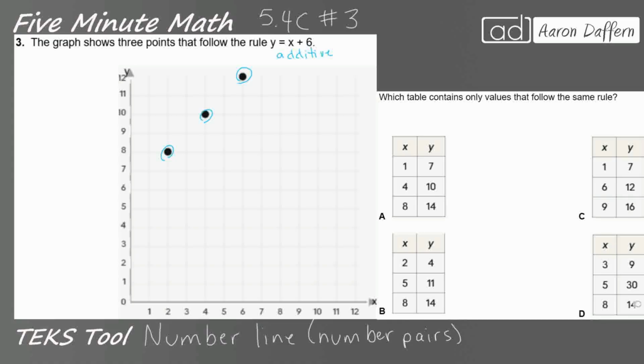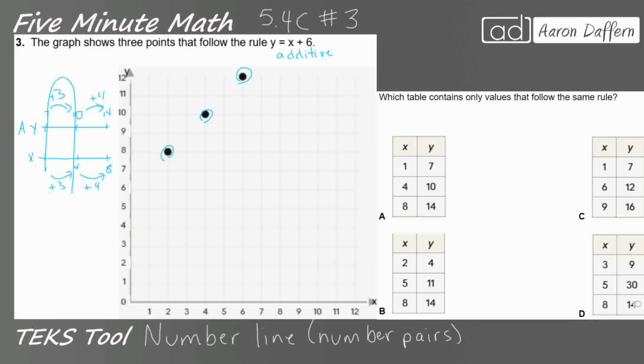And so I will start with A. And we've got x's and y's. And what I'm going to do is just real quick sketch out my x's and my y's. So my x's are going to be my 1, 4, and 8. My y's are going to be 7, 10, and 14. What I'm looking at is the change between my x's, and that's a plus 3, and that's a plus 4. If I'm going from 1 to 4 is a plus 3, from 4 to 8 is a plus 4. And then take a look at what's happening in the y's. I'm going plus 3, and then I'm going plus 4.